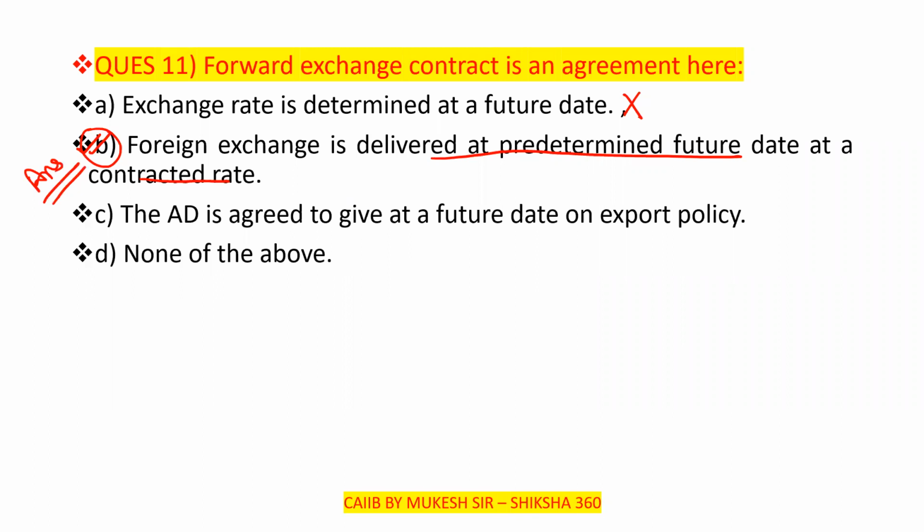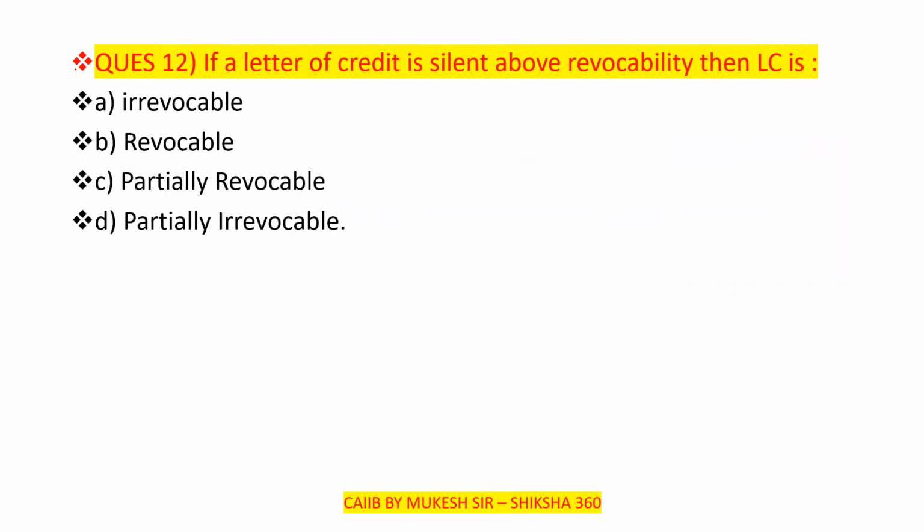Now move to the next question. Very easy question. If a letter of credit is silent about revocability, meaning there is nothing mentioned on the letter of credit about whether it is revocable or not, what will be the answer here? Then the LC is irrevocable, revocable, partially revocable, or partially irrevocable.